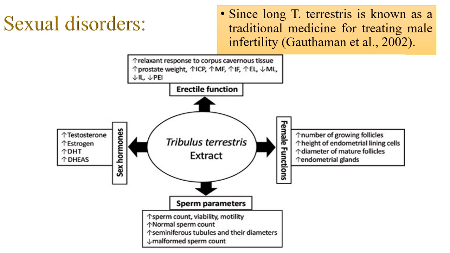Here I am discussing the sexual disorder and mechanism of Tribulus terrestris. Since long, Tribulus terrestris is known as a traditional medicine for treating male infertility, and this is also the mechanism of Tribulus terrestris and its components such as saponins, alkaloids, flavonoids. Tribulus terrestris extract affects sperm parameters. It increases sperm count, viability, motility, and increases the normal sperm count. It also increases the seminiferous tubules and their diameter, and decreases the malformed sperm count.